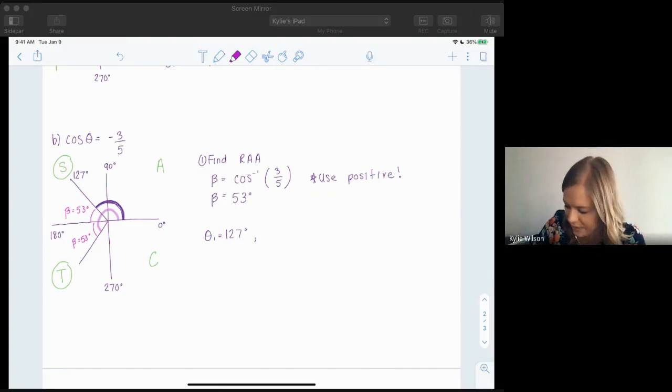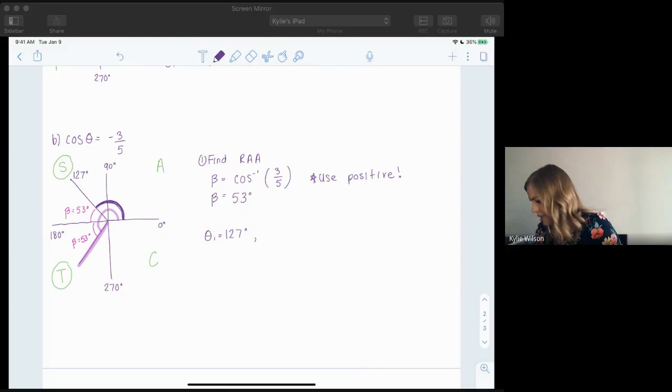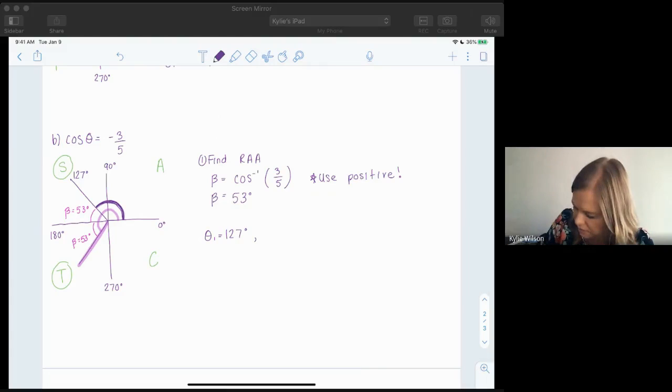So now let's find the value of this angle here. We went past 90, past 180, and once we passed 180, we went an additional 53. So I'm going to do 180 plus that additional 53 of our related acute angle. That would give us 233 degrees.